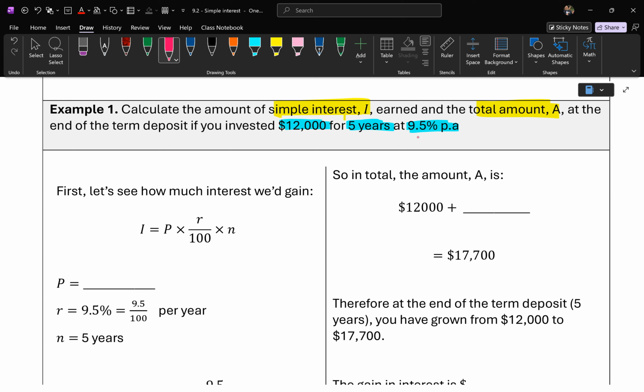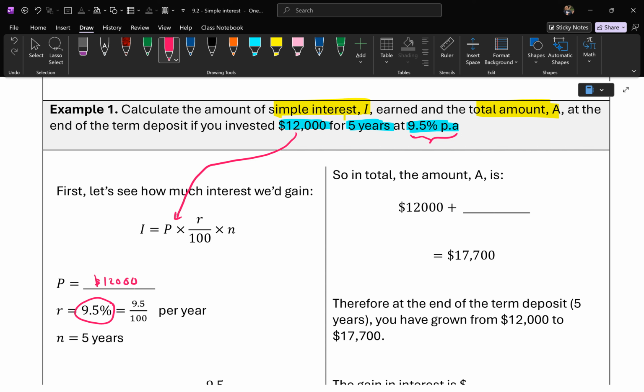So what they do is they give you 9.5% of whatever you've left there every year. That's what per annum means. So every year they'll give you an extra 9.5%. So here we go. $12,000 is your principal. That's how much you started off with. You invested $12,000. Your rate, they told you is 9.5%, which really is the same thing as saying 9.5 out of 100 per year. That's why the R is 9.5 and it's out of 100.